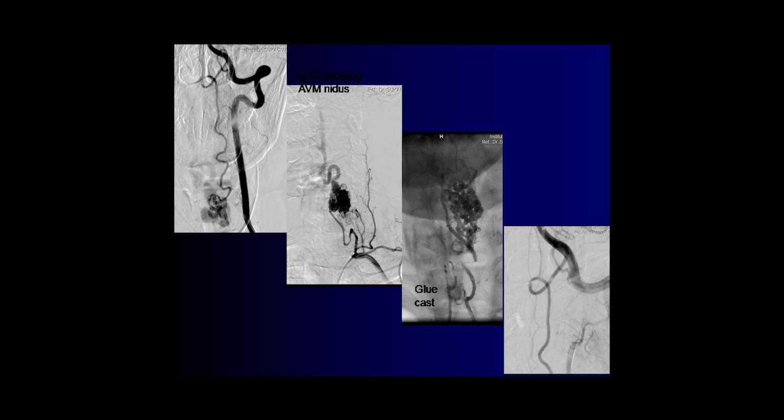The anterior spinal artery, that is the artery which supplies the spinal cord, is supplying the AVM, and we enter into the nidus with a very tiny microcatheter and block this area with a specialized material called NBCA, N-butyl cyanoacrylate, or glue. That's how we block the nidus of the spinal arteriovenous malformation.